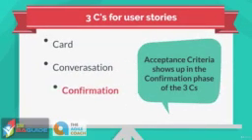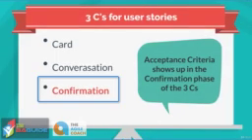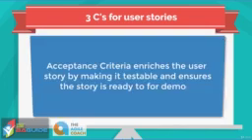Acceptance criteria show up in the confirmation phase, where team members and the product owner are collaboratively discussing and coming to an agreement on the acceptance criteria of the user story. Again, these conditions of acceptance statements are known as acceptance criteria. Acceptance criteria enrich the user story by making it testable, and it also ensures the story is demoable to the stakeholders, the product owners, or the external customers.